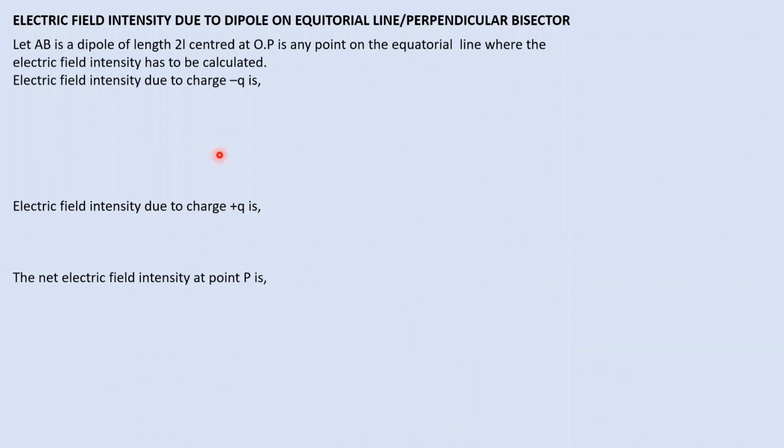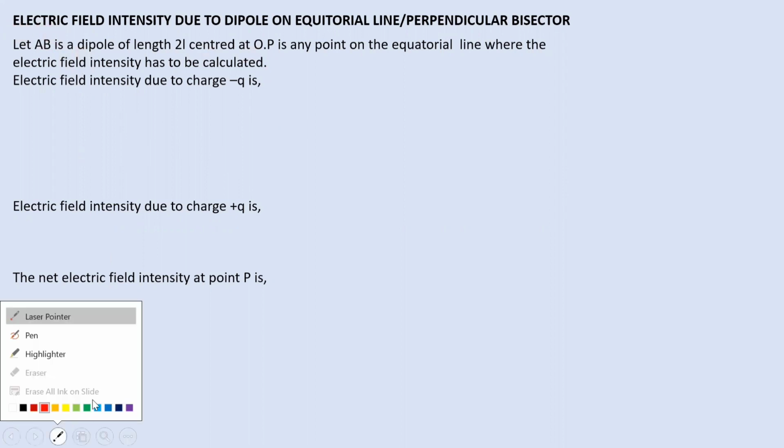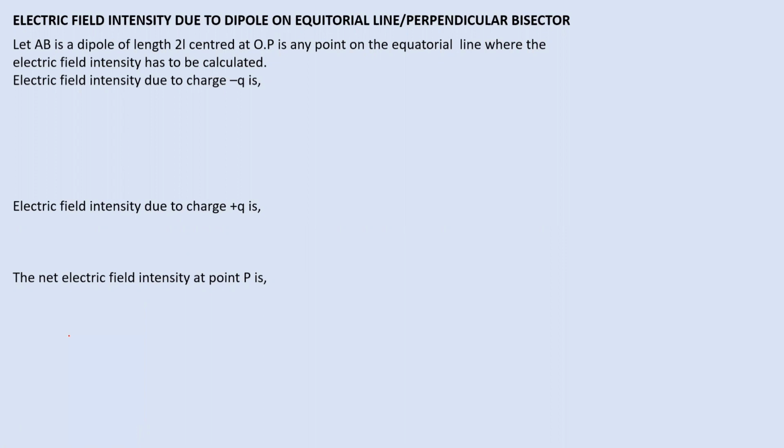So in the previous video, we have seen the electric field intensity due to a dipole on the axial line, right? In this video, we will see the electric field intensity due to a dipole on the equatorial line. We already know what the equatorial line is: the line passing through the center of the dipole, right? We will calculate in a similar way as we did for the axial line. The same thing we will be doing here.